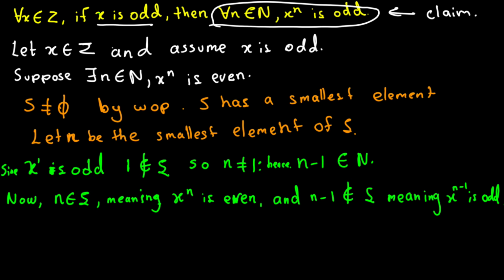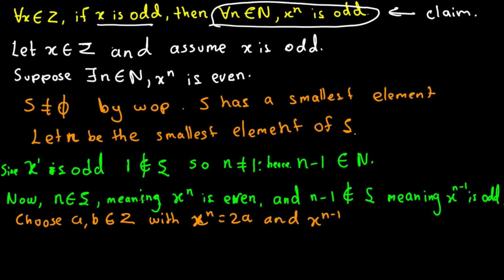Okay, now we are going to do something different, that is choose a, b belonging to the integers with x power n equal to 2a. 2a means if you multiply an integer by 2, that's going to be even. And if you multiply an integer by 2 and add 1, that's going to be odd. So we say x power n minus 1: since n minus 1 doesn't belong to the set because n is the minimum element, it's not going to be in the set because it's less than the minimum. So x power n minus 1 is going to be odd, equal to 2b plus 1.